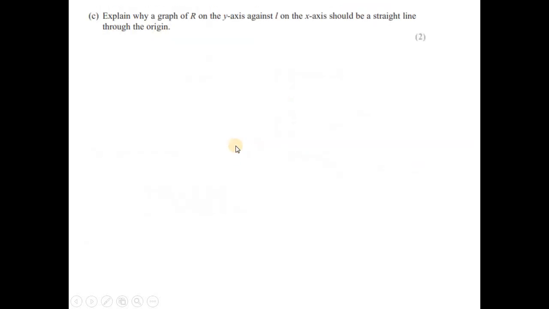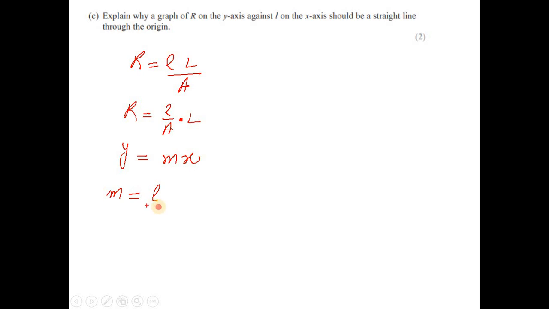Explain why a graph of R on the y-axis against L on the x-axis should be a straight line. You know that the formula that relates resistance and length is resistance is equal to resistivity times length upon area. If you rearrange this equation as R is equal to rho by A into L, you can compare this with y is equal to mx. So here m is the gradient, which is equal to rho by A. That's how this is the equation of a straight line passing through origin.